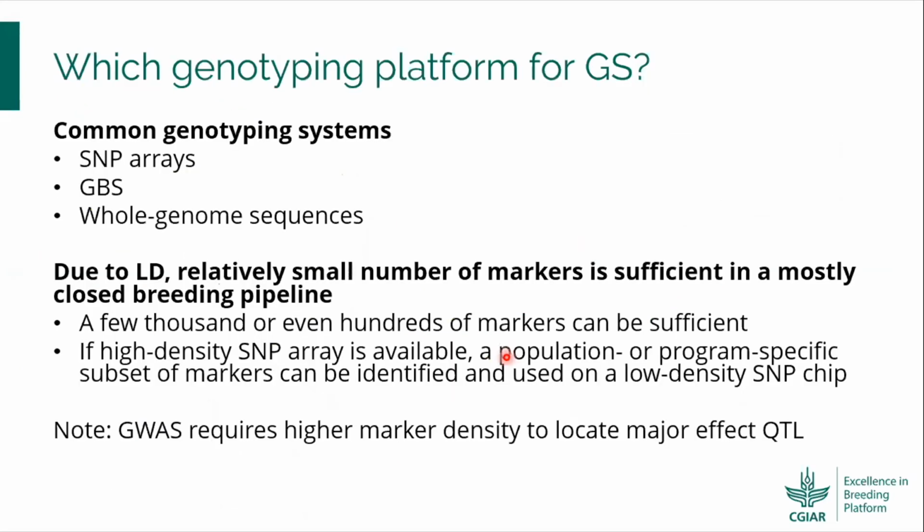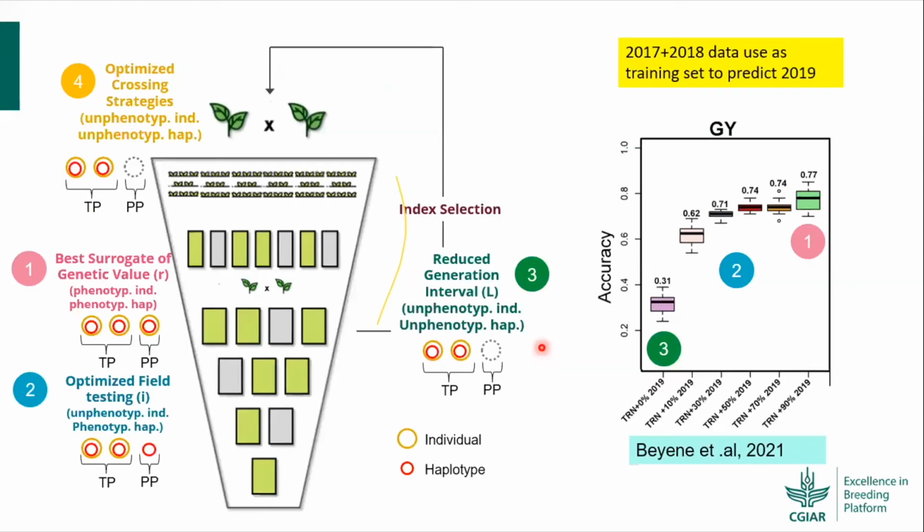So I will not repeat what the team from Module 3 was presenting, but some of the common genotyping systems are the SNP arrays, GBS, whole genome sequences. But really, like I said, the linkage disequilibrium is high. In the case of number 1 and number 2, linkage disequilibrium starts to be more difficult to capture when you move to reduction of cycle times.